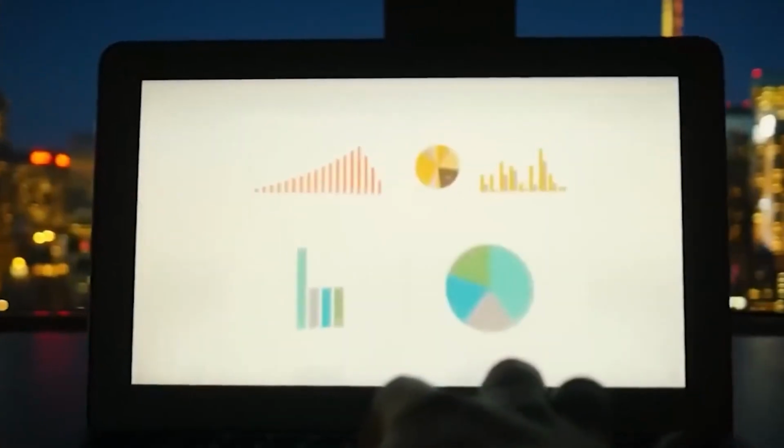Remember to continue educating yourself, stay informed, and never invest more than you can afford to lose. Happy investing!